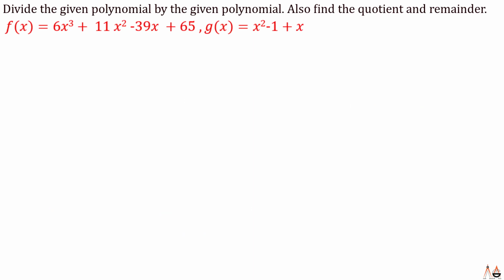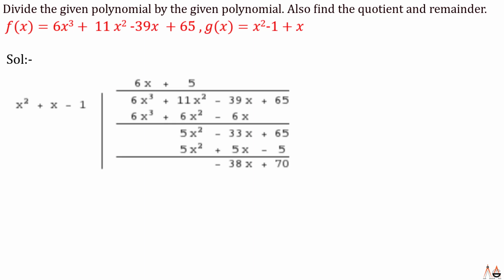Suppose we have to divide the given polynomial by another given polynomial, and we have to find the quotient and remainder. So the polynomial given to us is f(x) is equal to 6x cubed plus 11x squared minus 39x plus 65. And the divisor in this case is going to be g(x), which is x squared minus x plus 1. And when we do the long division method, it's very similar to the one we do in arithmetic, we get the remainder to be minus 38x plus 70.